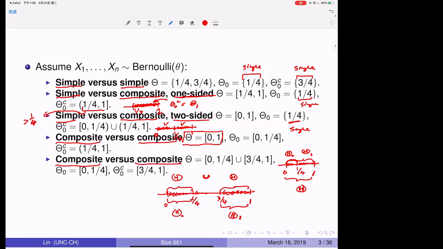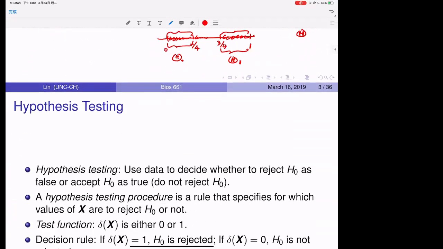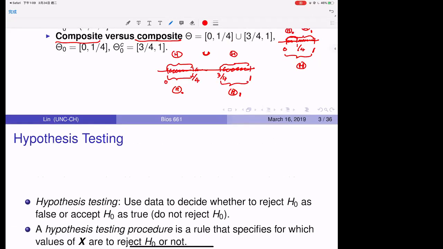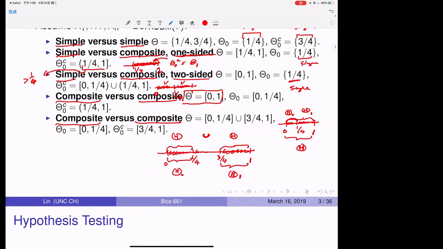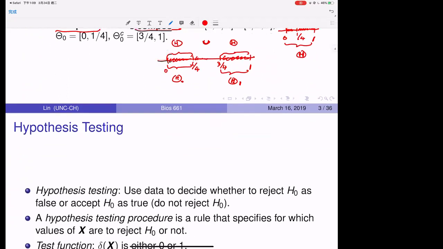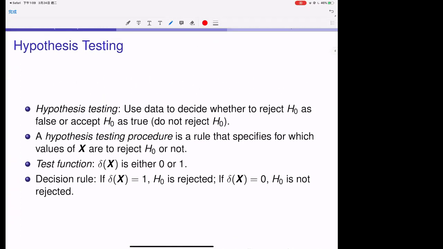Okay, good. So really, it's just by definition of the space, the parameter space. By any means, we are doing hypothesis testing. We are basically dividing our parameter space into several parts. Could be single point, could be composite point sets.